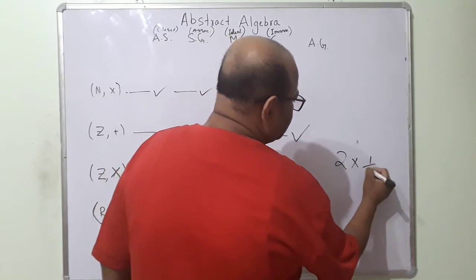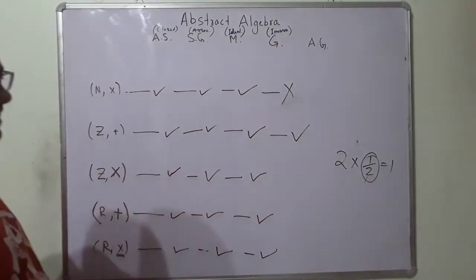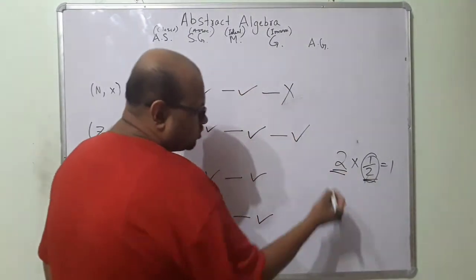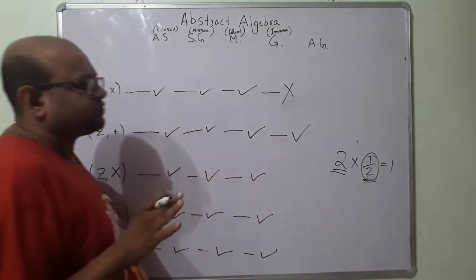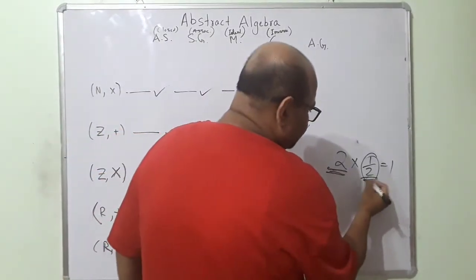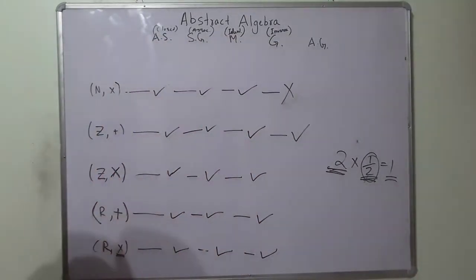Two into 1 by 2 is equal to 1. Is 1 by 2 an integer? This is the multiplicative inverse of 2, right? So 2's multiplicative inverse is 1 by 2. When I multiply an element with its multiplicative inverse, I get back the multiplicative identity. The multiplicative identity is 1.